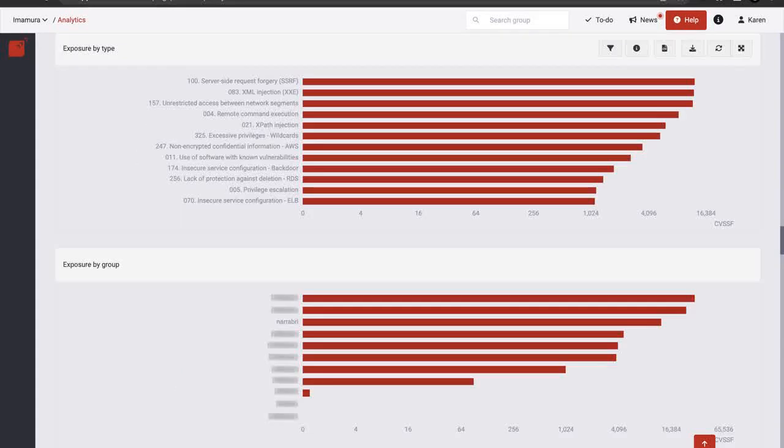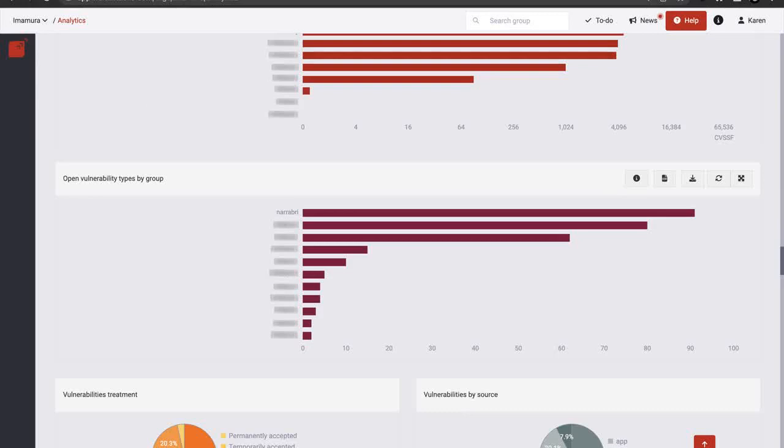The next bar chart shows you how much some reported types of vulnerabilities contribute to the current exposure. Then, the next ones show you the open risk exposure and the number of vulnerabilities differentiating by your groups.